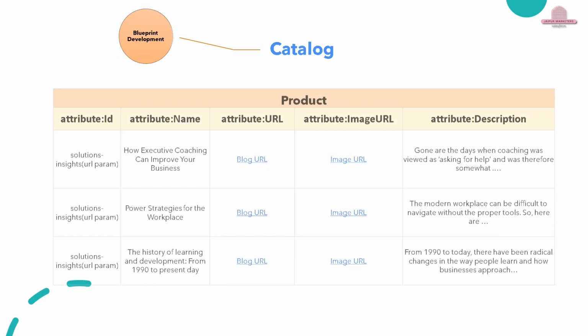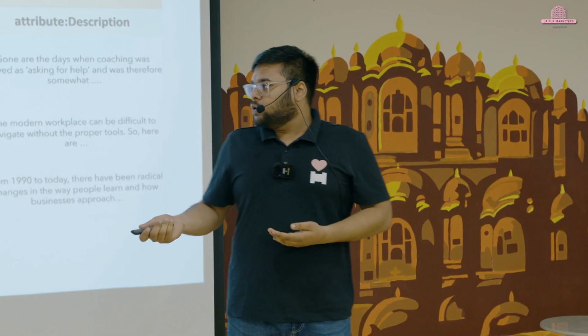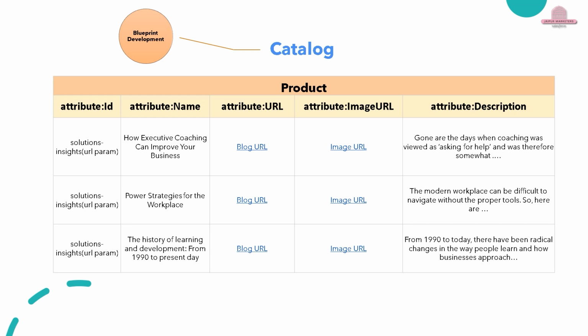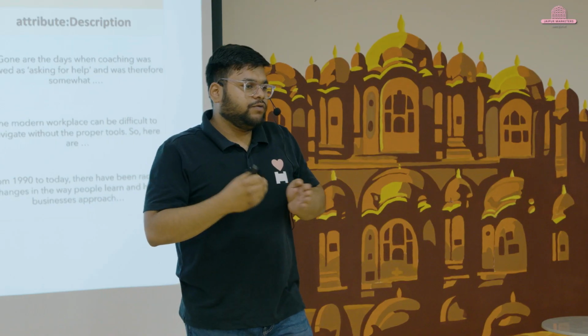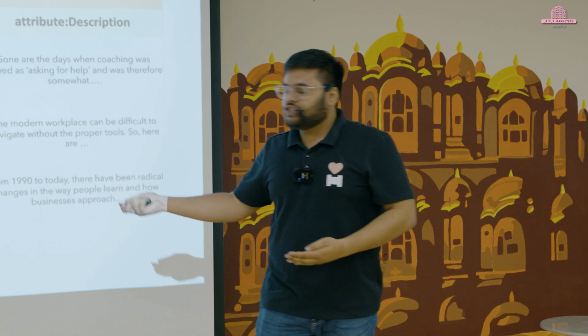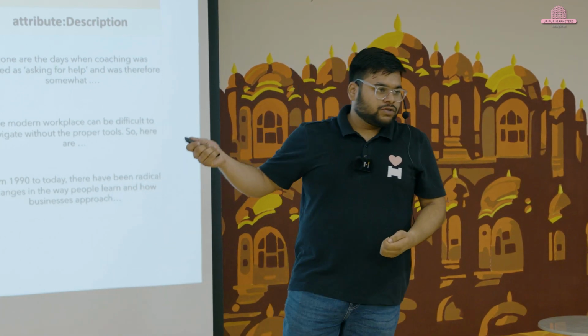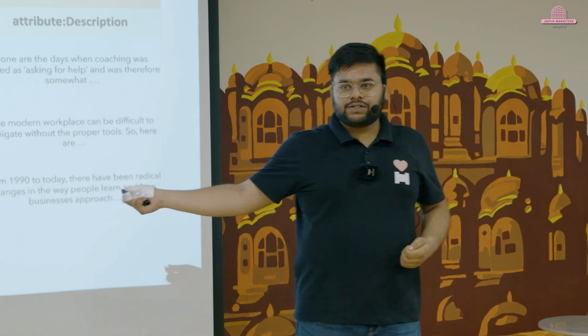Then comes your catalog. I told you that it is your services or your products, right? It also has attributes: IDs, names, URL, image URL, because whenever the recipes recommend content, we'll need to show it to the user. For showing it, we should have the image URL, the description, and the name. So this is how we store the catalog objects, right?